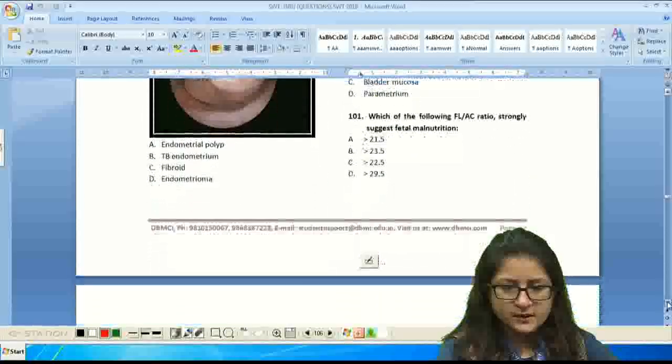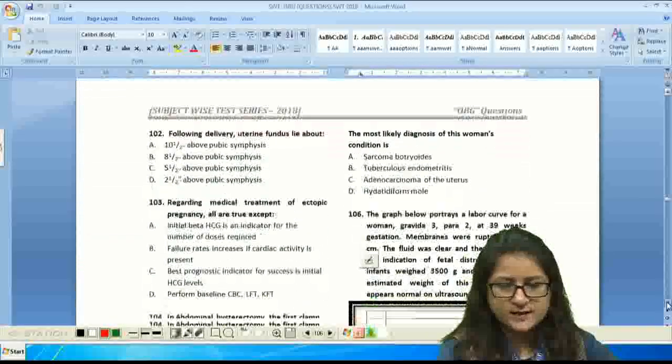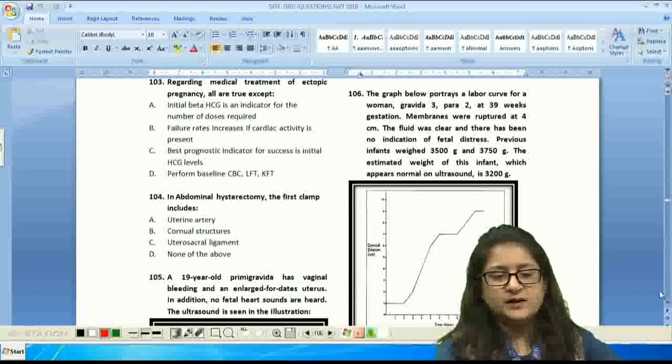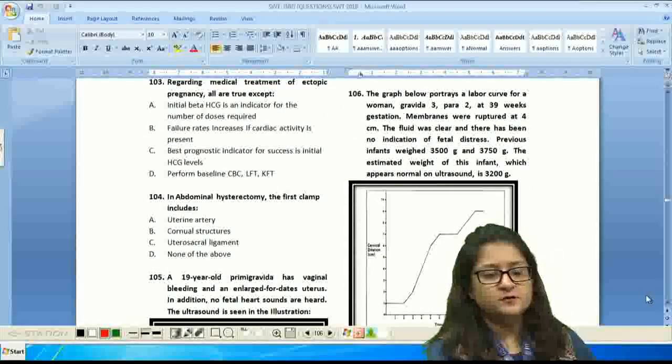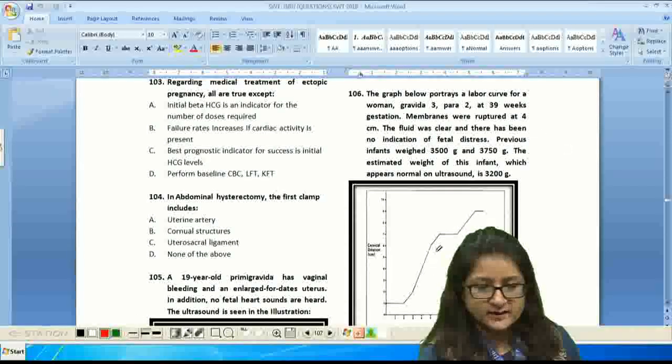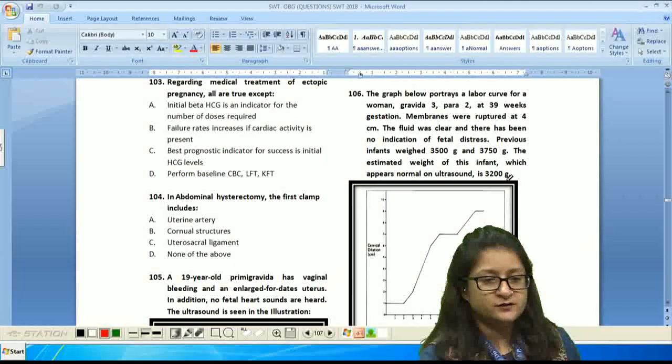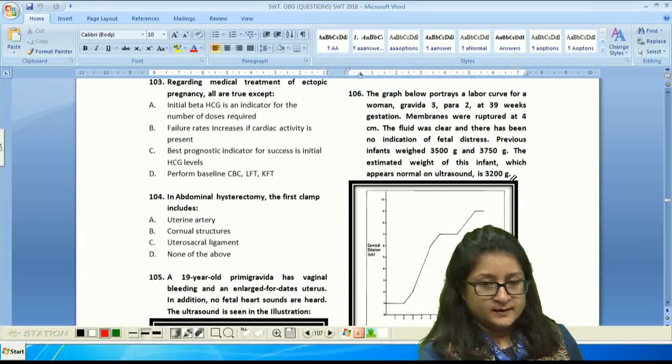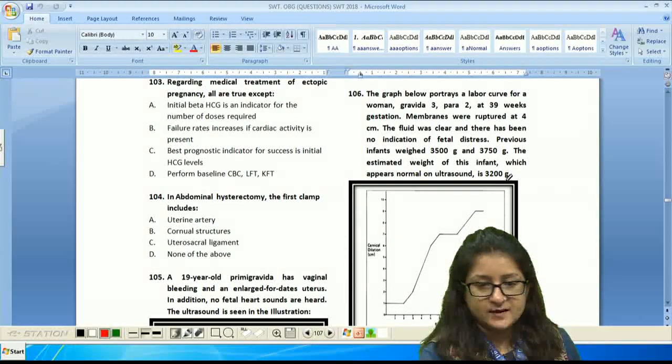Okay, question number 106. The question is asking: the partograph below portrays a labor curve for a woman, third gravida, para 2, 39 weeks. Membranes were ruptured at 4 centimeters, and the fluid was clear. There has been no indication of fetal distress, meaning the fetal heart is going fine. Previous baby weights are this much. Estimated weight is this much.